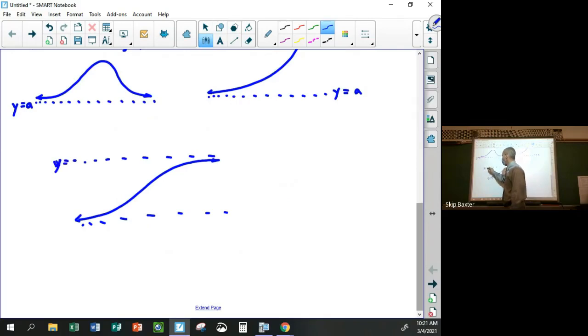This is y equals a, and this would be like y equals b. In this case, this function has two different horizontal asymptotes, right? It's not possible for a function to have more than two. That's logical, right? Because if it did, that means that on one side, at least one side, the function's approaching two different values, which would make it fail the vertical line test really bad, right?